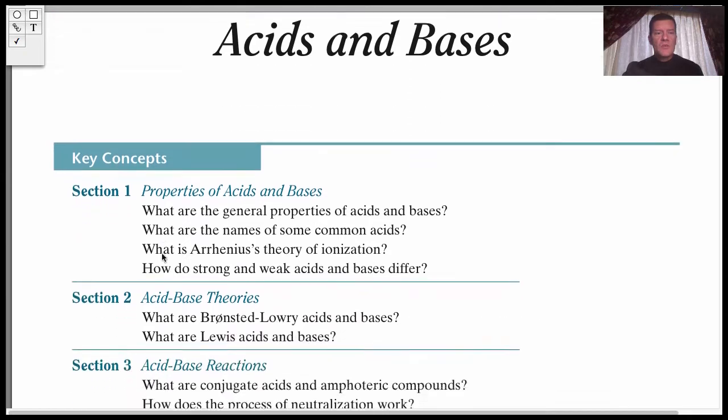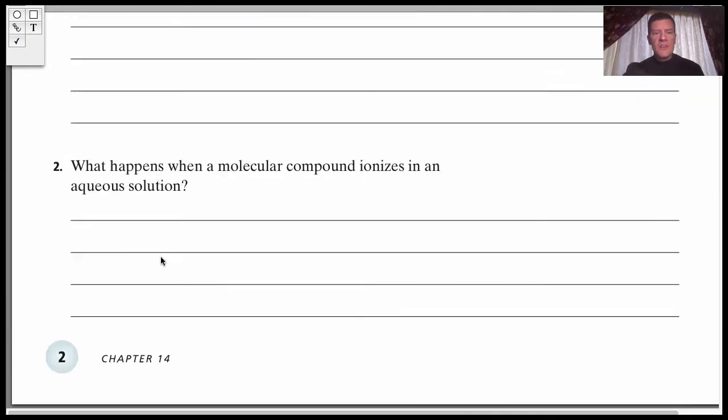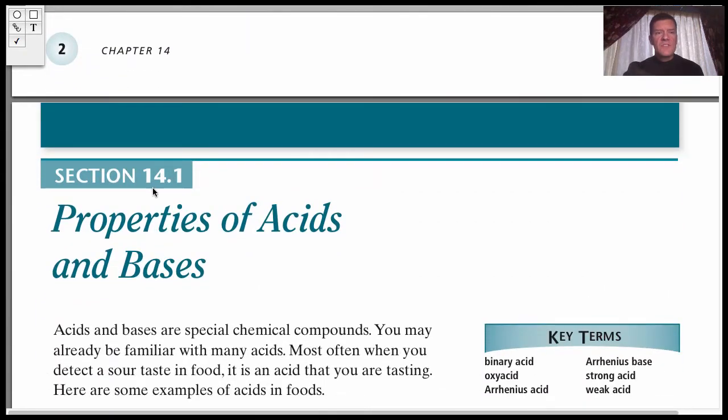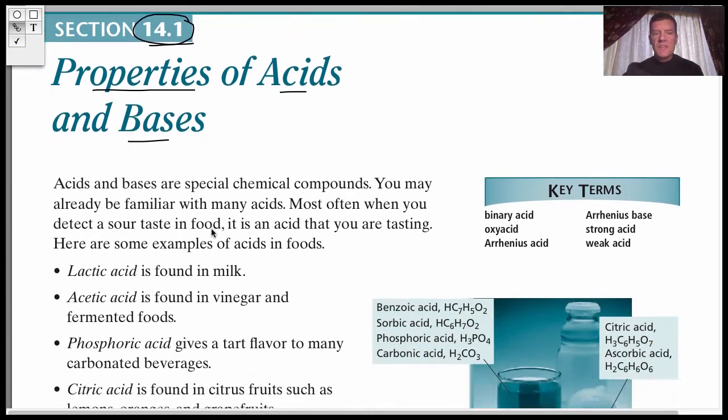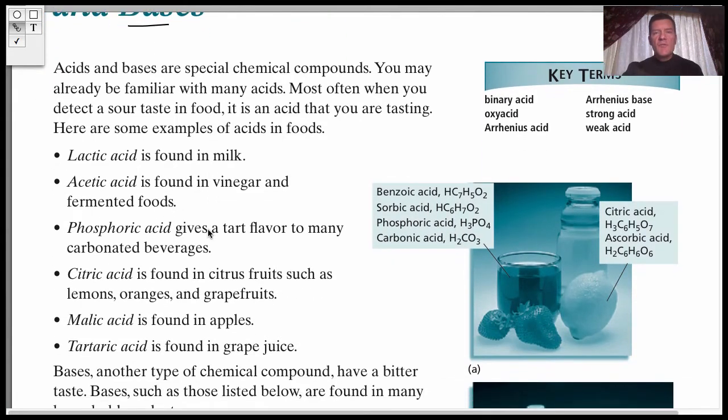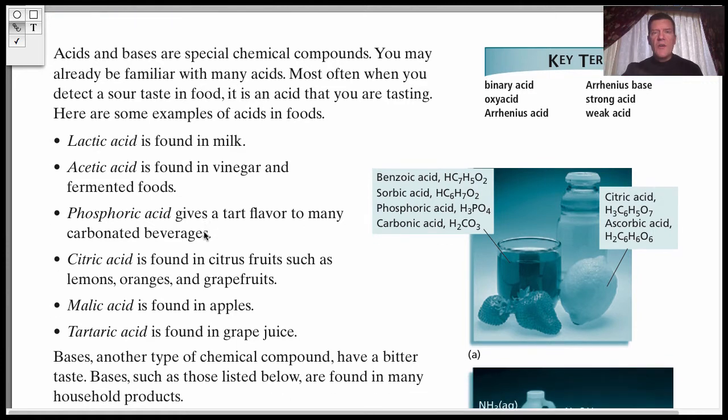Okay? So let's look first of all here at section 1 of chapter 14. And in this section, we're just going to be looking at some of the properties of acids and bases. Okay, so section 14.1, you can put the title Properties of Acids and Bases. And I'm first just going to, you don't have to write all of this down, but I'm just going to show you how prevalent acids and bases are in our life. So here's some quick examples.